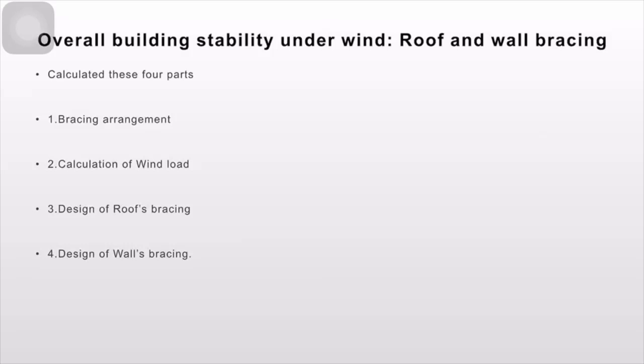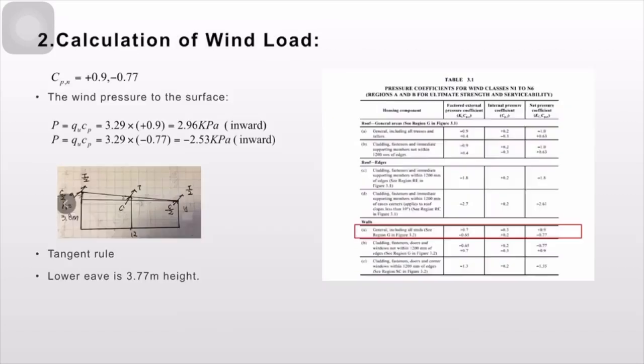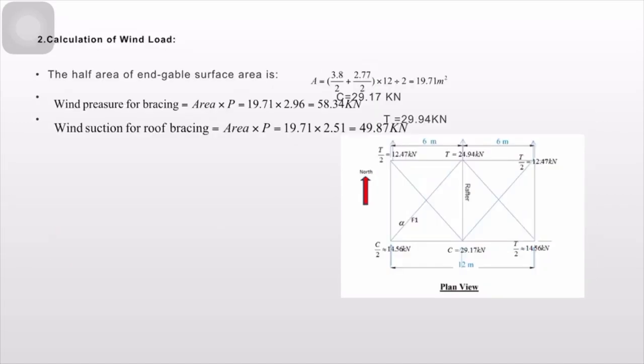Okay, we need to design our roof and wall bracing, and firstly we need to find the wind load. Because the given information is 3.8 meters for the higher eave, we need to find the lower eave, which will use the tangent rule, and the lower eave is 3.77 meters. Then we calculate the wind load, and the value of C is equal to 29.17 kN, and the value of T is equal to 29.94 kN.